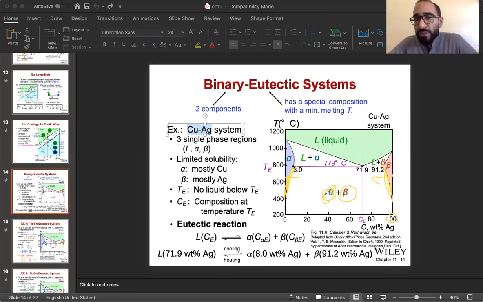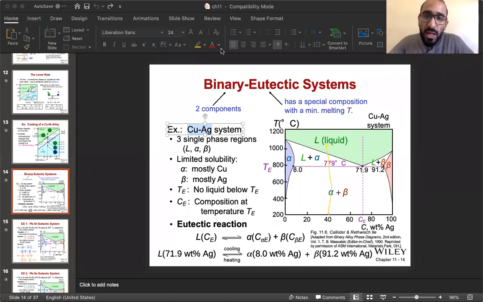And why is it called eutectic? Because you can notice clearly that if you are at this point here, let's say 48%, at this point, how many phases exist? One phase, the whole liquid. What is the composition of that phase? The composition is 48% silver, 60% copper.